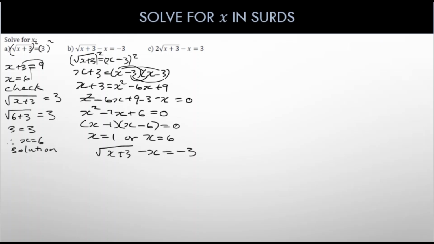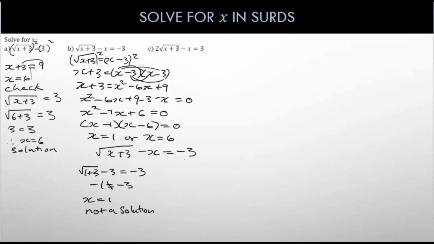1 here. This is going to be root of 1 plus 3 minus 3 is equal to negative 3. So quickly now, 1 plus 3 is 4, and the root of 4 is 2. So 2 minus 3 is negative 1, which is not negative 3. So negative 1 is not equal to negative 3, meaning x is equal to 1 is not a solution.